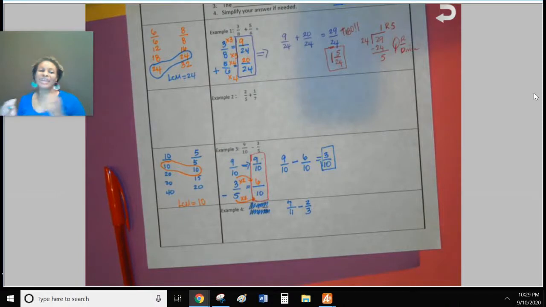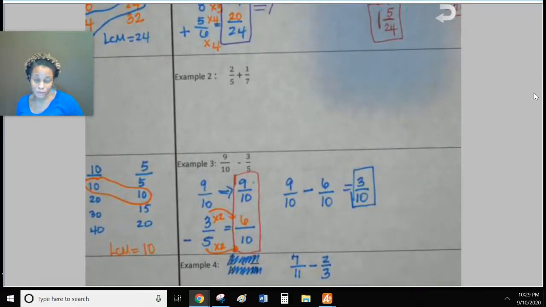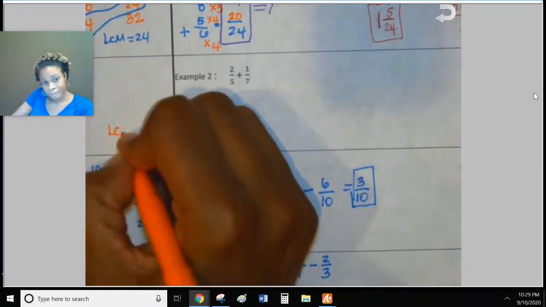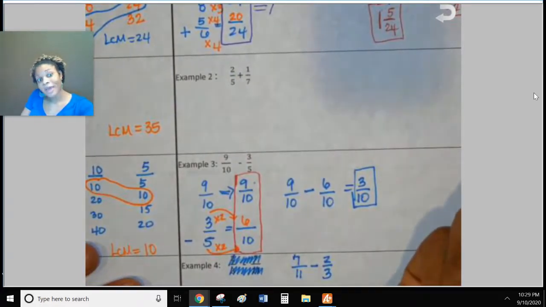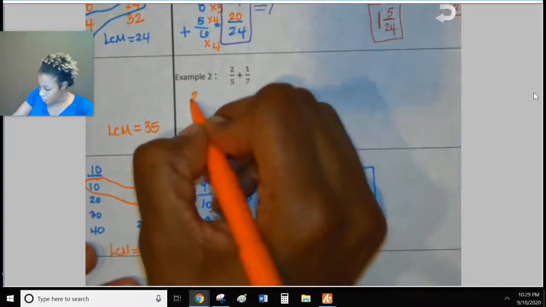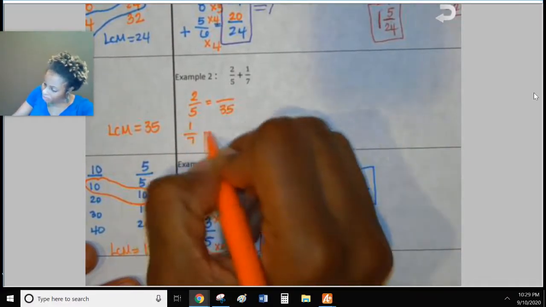Welcome back. Let's get to adding these fractions. So 2/5 and 1/7. I hope you noticed right off the bat that they did not have common denominators. So hopefully you listed out your factors for 5 and 7, and you found that they had an LCM of 35. And then you realize I have to rewrite both of these because they neither have 35. So 2/5 is equal to something over 35, and 1/7 is equal to something over 35.